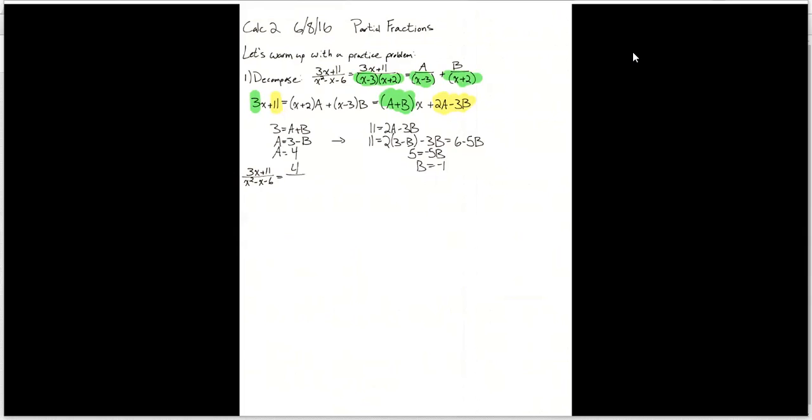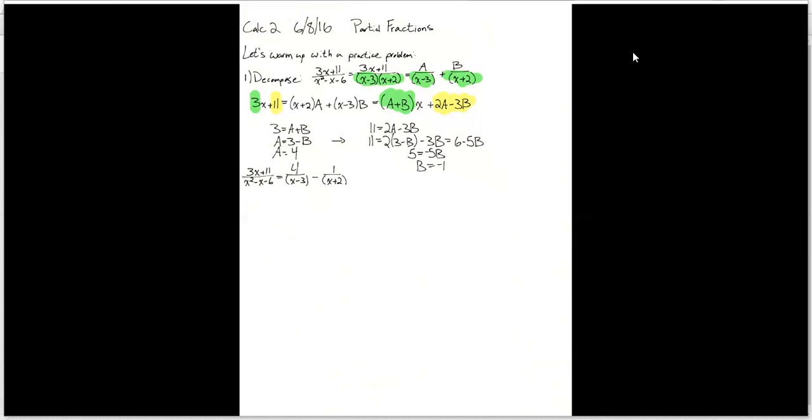So we have this first term. So now we have, I shouldn't have an addition there. We have a subtraction because b is negative: 1 over x plus 2. All right, and then this is our final factorization.